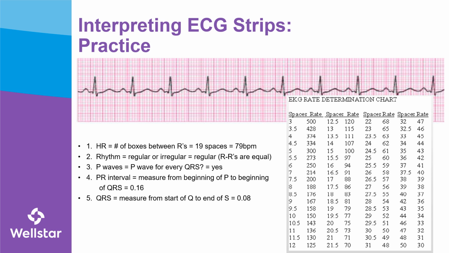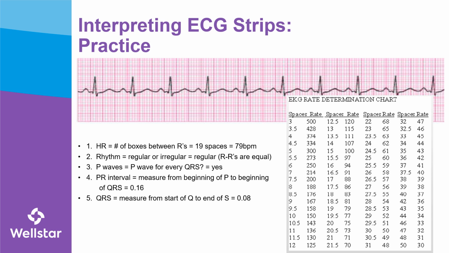The rhythm is from the R to R, looks pretty consistent across the board. So we would say that this rhythm is in fact regular. Are there P waves? The P waves are there. They look pretty uniform. They're upright. They're not inverted. And is there a QRS? Is there a P wave for every QRS? It appears that way.